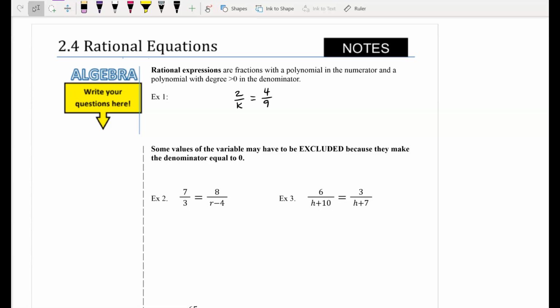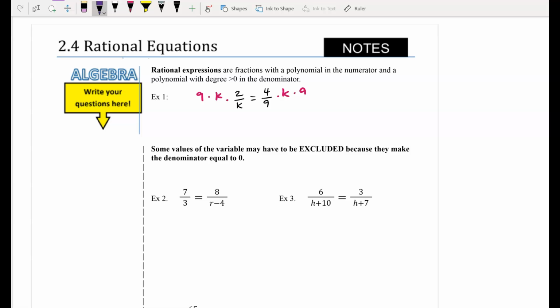Look at example 1. We want to solve this for the variable k, which is in the denominator of the fraction on the left side. So we have to get that k out of the denominator in order to solve for it. If I read this, 2 over k means the same thing as 2 divided by k. So to get rid of divided by k, I'm going to multiply both sides by k. Now on the other side, I have 4 over 9, which is also read 4 divided by 9. So to get rid of that 9 in the denominator, I'm going to multiply both sides by 9.